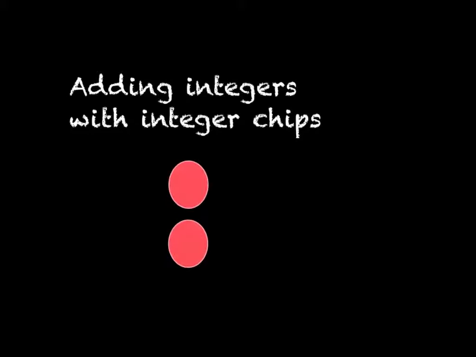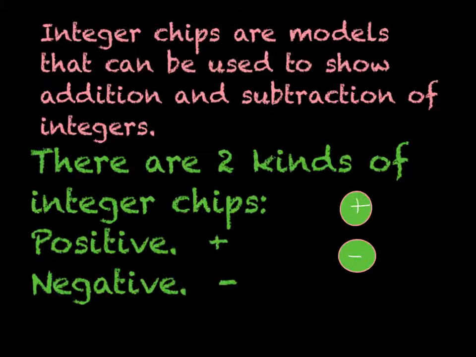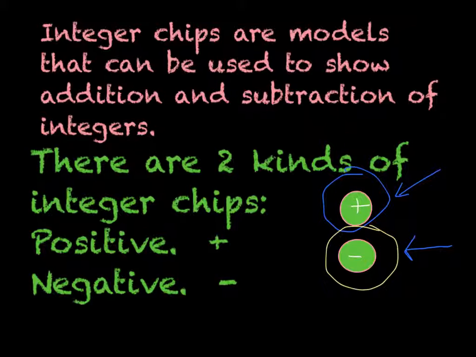Adding with integer chips. Integer chips are models that we can use to show how integers are added and subtracted. There are two kinds of integer chips, positive and negative. We see positive and negative. And for our purposes, each integer chip represents one unit. So this would be one positive unit, and then this one would be one negative unit.